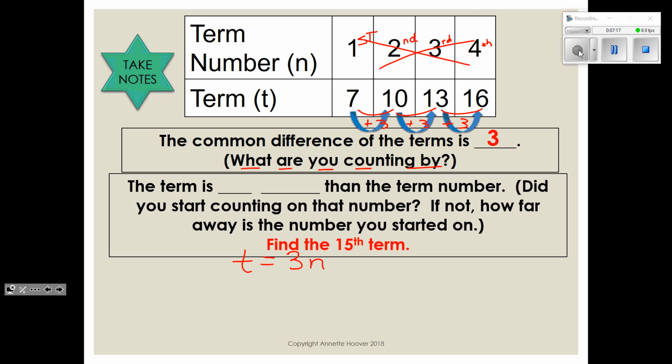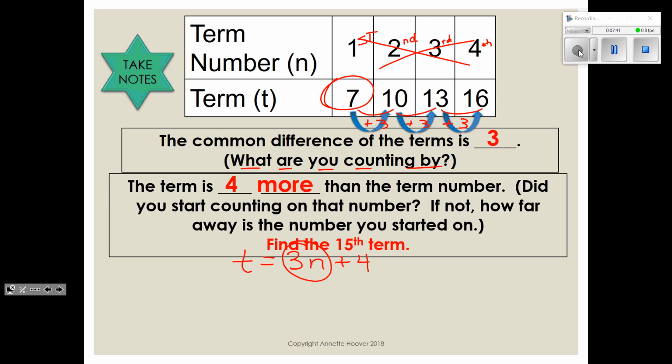My second question would be, did I start counting on that number? The number was 3. I'm counting by 3s. Did I start counting on 3? I did not. I started on 7. And 7 is 4 more than 3, so I'm going to add 4 for the 4 more. So it's like counting by 3s, but I didn't start on 3. I started on 7, which was 4 more.